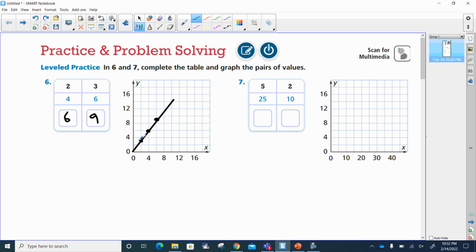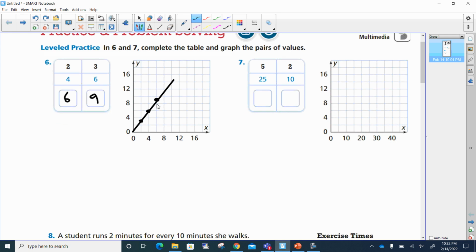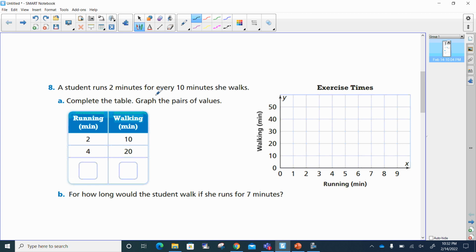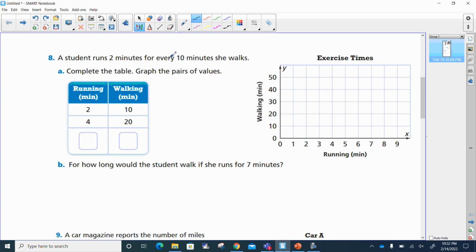All right. Let's go ahead and work number 8 now. A student runs 2 minutes for every 10 miles. Complete the table. That means in 4 minutes you'll run 20. This is going up by 2. So then I can say if this is 2, 4, this must be 6. And if this is 10 and 20, that's going up by 10s. So I can say this must be 30.